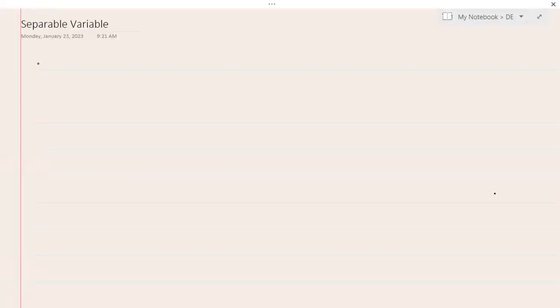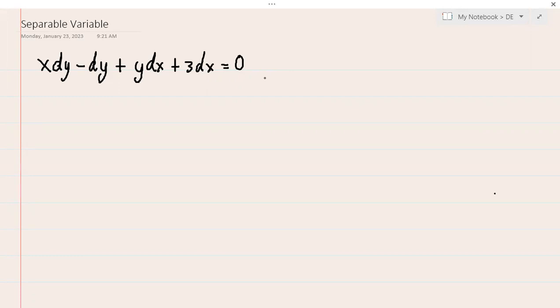Suppose meron tayong ganitong complicated na differential equation: x times dy minus dy plus y dx plus 3 dx is equal to 0. So paano to? This is kind of a bit complicated, you know? Pero worry not, let's try to take it very slow.